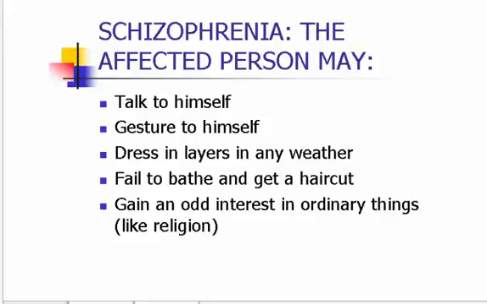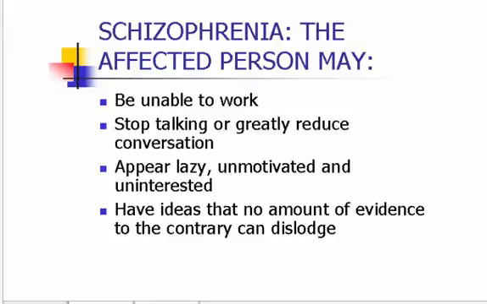Schizophrenia, the affected person might talk to themselves and see things. They feel that people might be out to get them, believe in all sorts of conspiracies, and may even believe that they are God. The affected person may also be unable to work, or may even look like they have dementia. They will lose the ability to get and even keep friends.